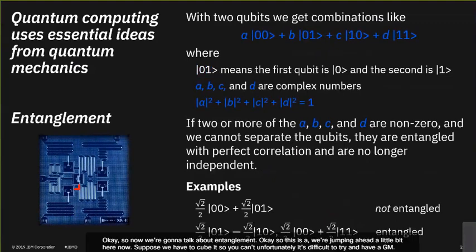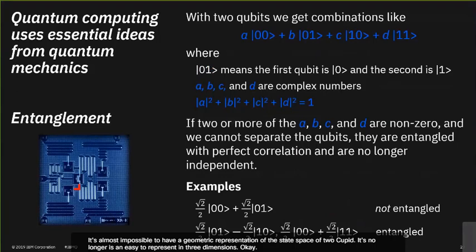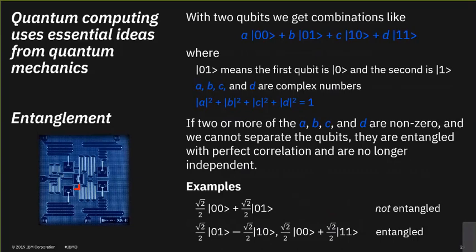Okay, so now we're going to talk about entanglement. We're jumping ahead a little bit here. Now, suppose we have 2 qubits. Unfortunately, it's difficult, almost impossible, to have a geometric representation of the state space of 2 qubits. It's no longer easy to represent in 3 dimensions.